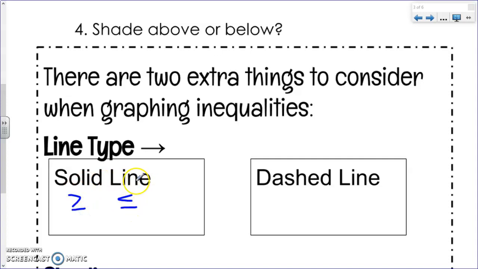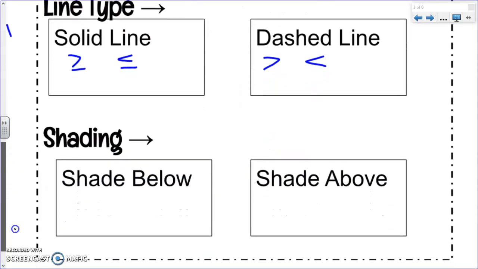The key thing with solid is the equal to. If it's a dashed line, it's going to be greater than or less than, but not equal to. So I always start my problem asking: solid or dashed, above or below? Okay, so let's move on down.